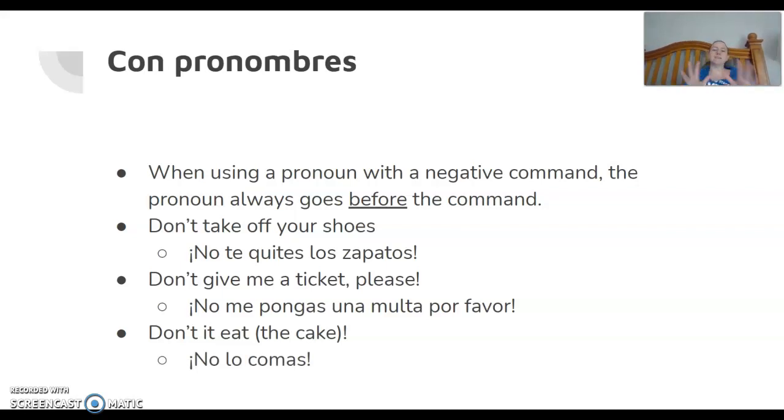Like I said, these negative commands will be extra credit. I just like to sprinkle in these extra little things because I think they're fun, because I'm a big old grammar nerd. If you have questions about tú commands in any way, please let me know.